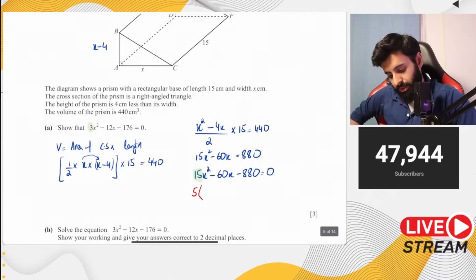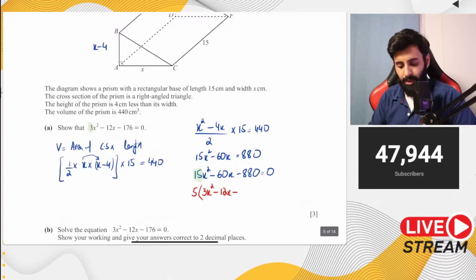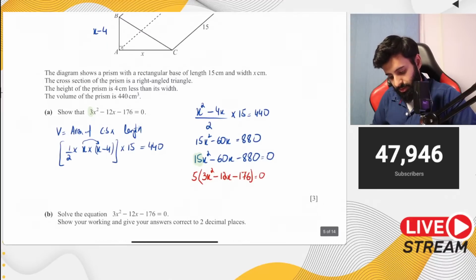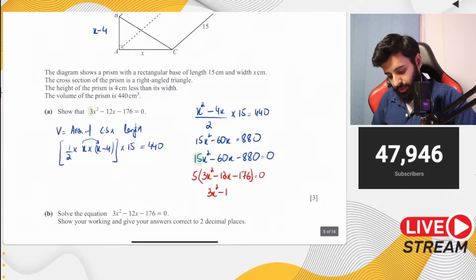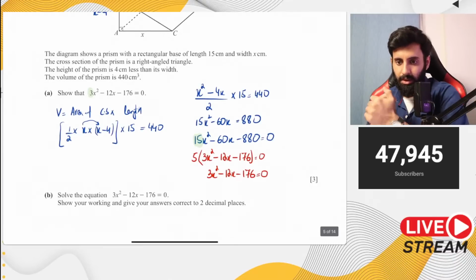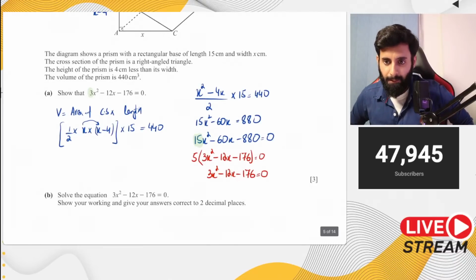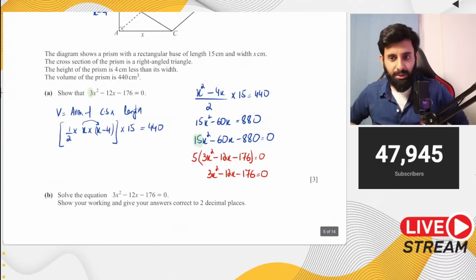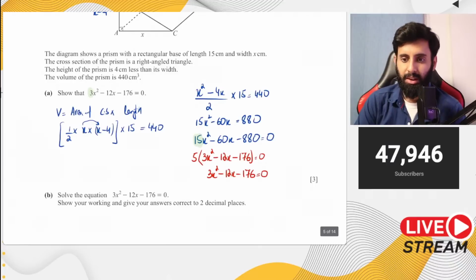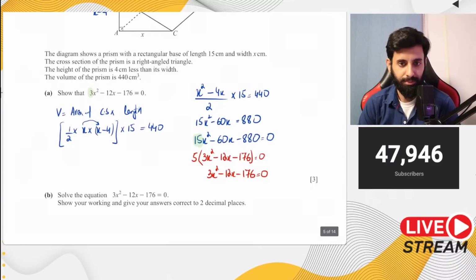If I take 5 common, that's going to be 3x square minus 12x minus 880 divided by 5, so that's 176. And then what happens to the 5? It disappears. 3x square minus 12x minus 176 equals 0. And there you go, that's your answer. Yes, surface area of prism equals 2c plus pl, where c is the area of cross section, p is the perimeter of cross section, l is the length of the prism.